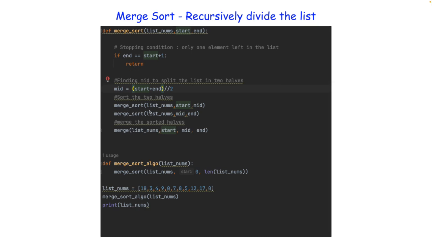Then after the two calls to merge sort, we have a merge function here which merges the two sorted lists. Now since we have not created another list, we are still sending the same list called list nums and specifying the indices for the two lists to be merged. And after this merge function returns, the list nums from index start to end will be a merged sorted list.